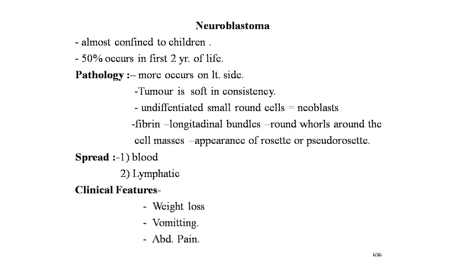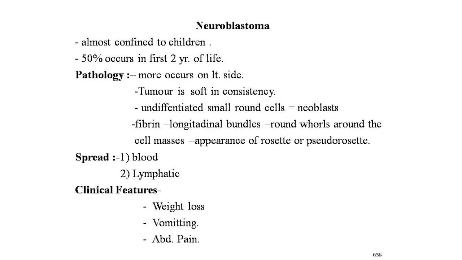Now the neuroblastoma. This tumor is almost confined to children, and more than 50% occur within the first 2 years of life and 80% before 10 years of life. Now the pathology: this tumor tends to occur more on the left side. Macroscopically, the tumor is soft in consistency and may attain a large size. It is bilateral in a few cases.